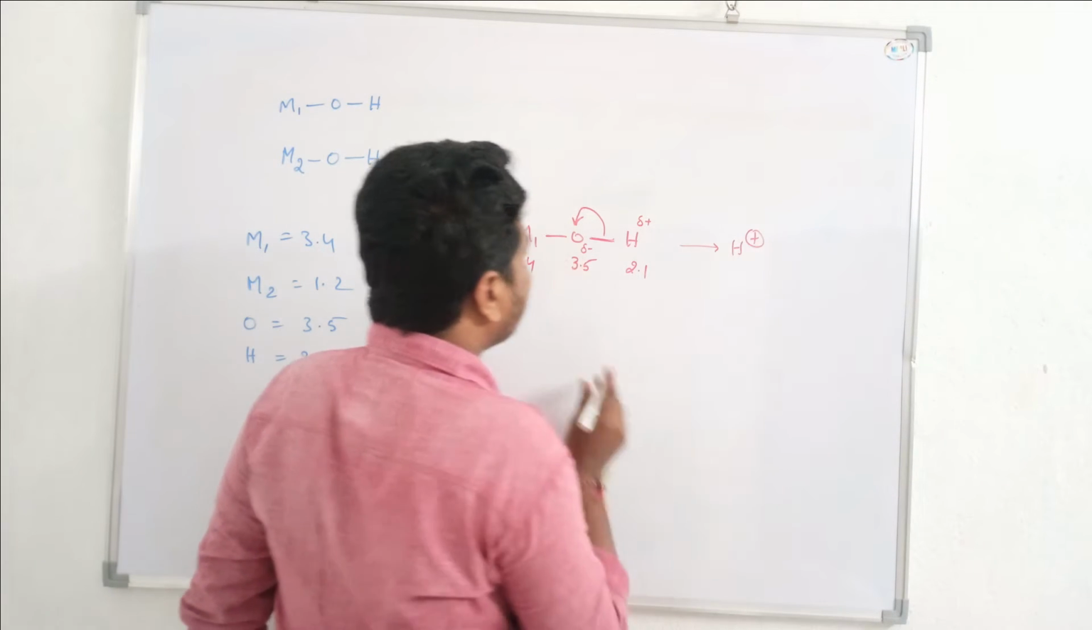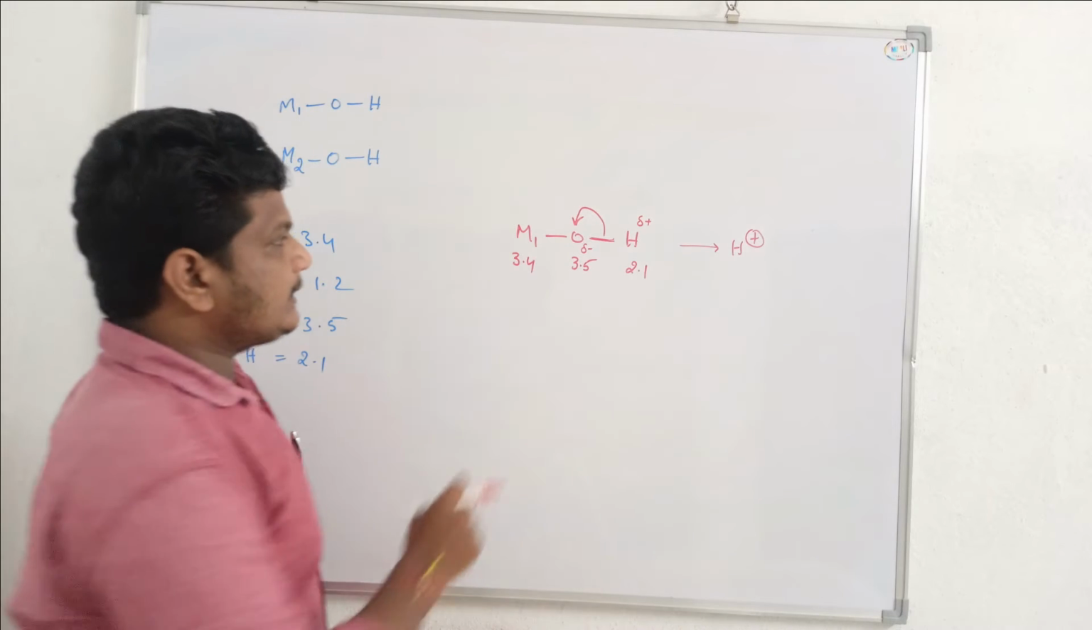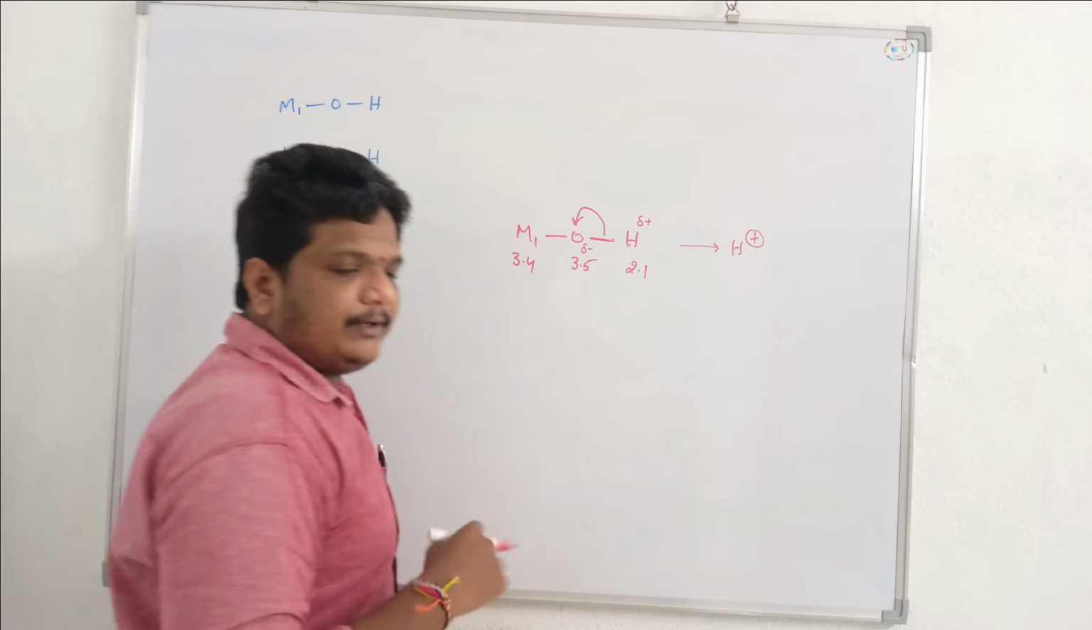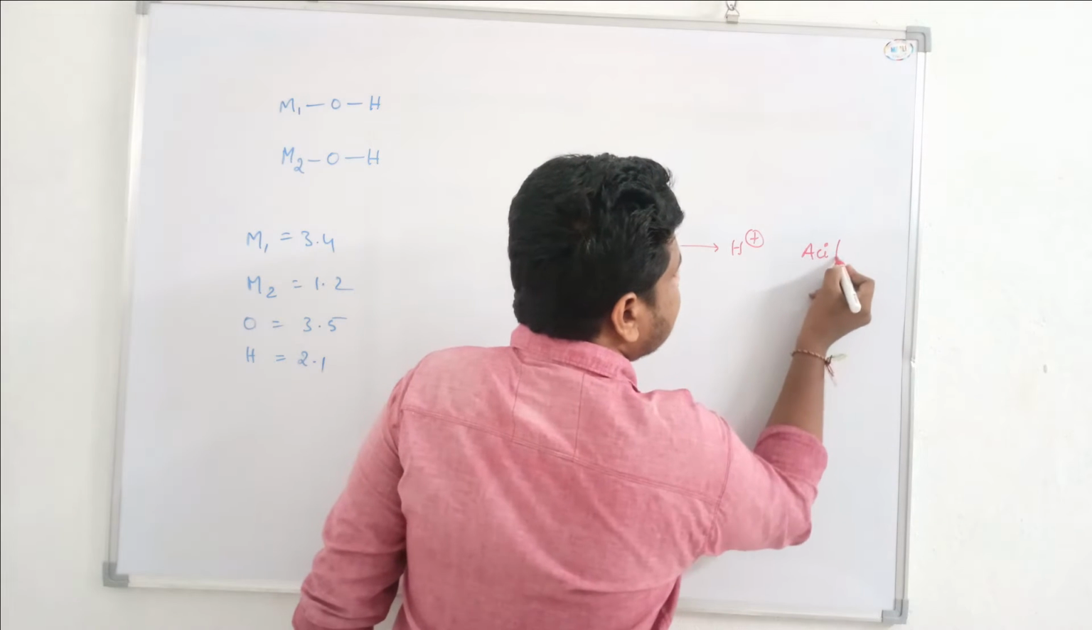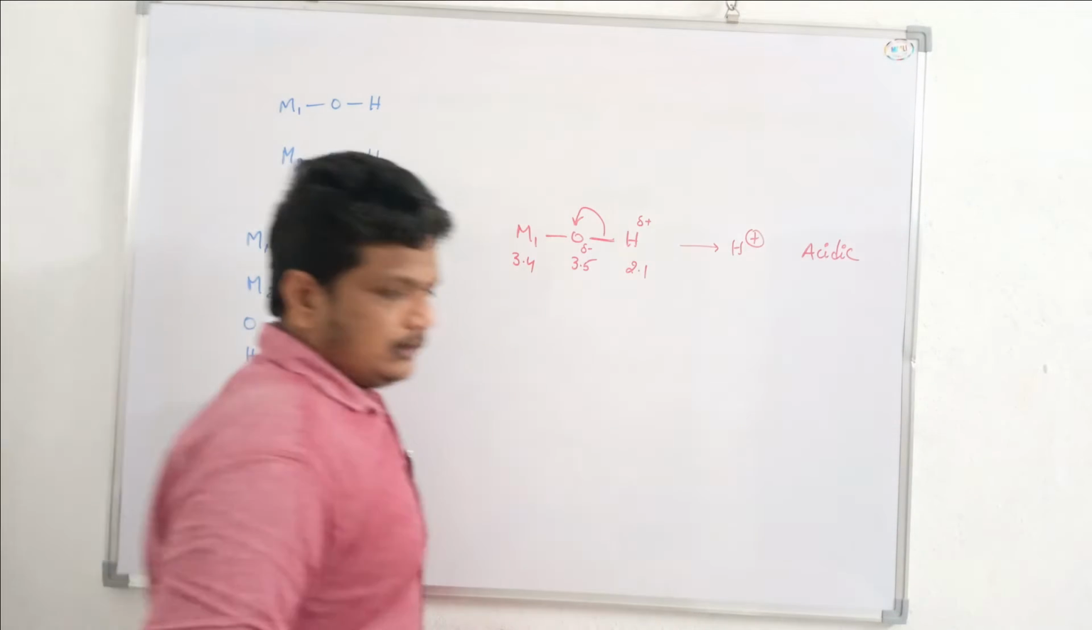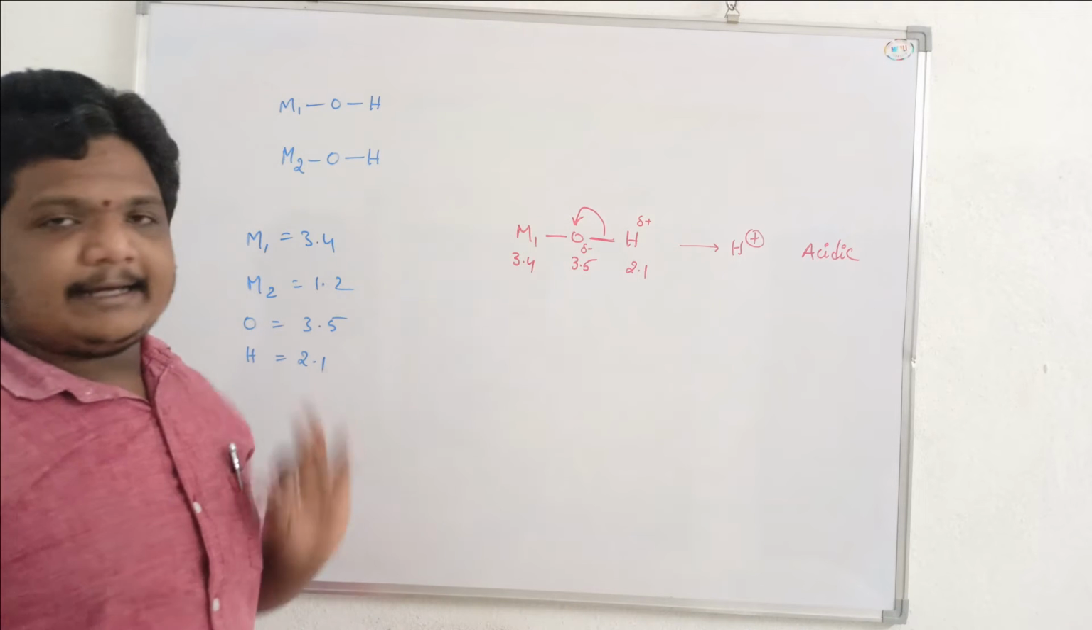So due to more electronegativity of oxygen, it can give the H plus ions very easily. It means it will be having acidic character. So it will be having acidic character.